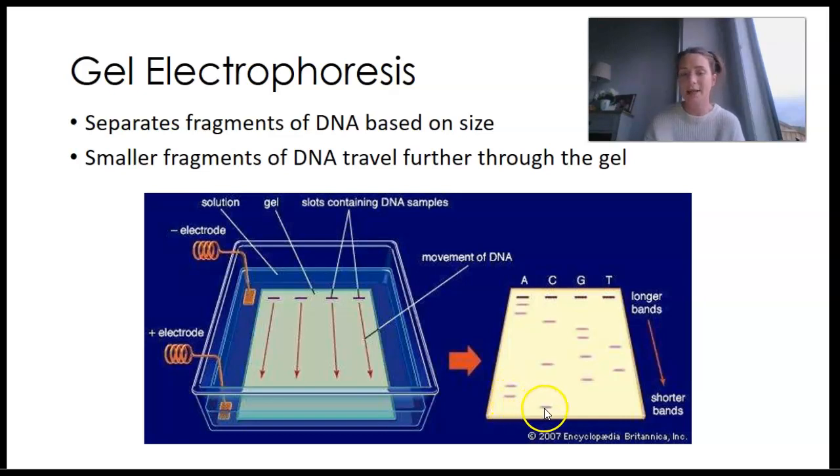So what does that tell me about the band that's here in lane C? It is smaller. So it's run further through the gel, which means that it is a smaller piece of DNA, smaller than 100 bases. So we use the standard to work out the sizes of our unknown bands, and you'll get a chance to do that in the online lab.